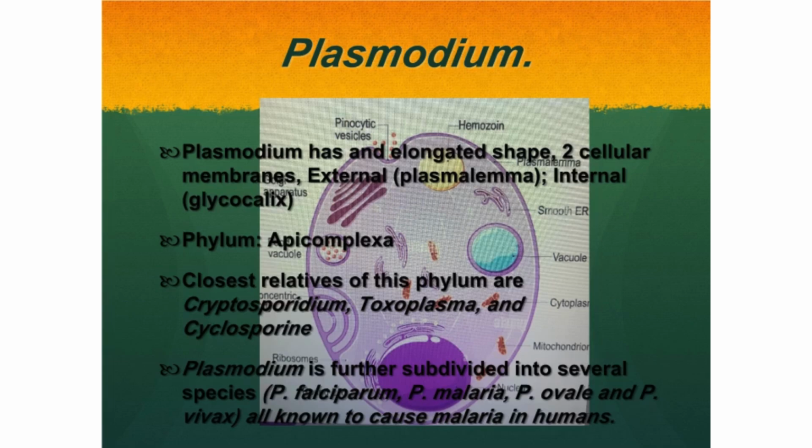Plasmodium belongs to the phylum Apicomplexa, which includes organisms such as Cryptosporidium, Toxoplasma, and Cyclospora. The closest relatives to Plasmodium are Cryptosporidium parvum and Toxoplasma gondii, both of which belong to the same phylum and are closely related in terms of genetic makeup and life cycles. Plasmodium itself is further subdivided into several species, including Plasmodium vivax, falciparum, malariae, and ovale. Each of these species is capable of causing different types of malaria in the human host.